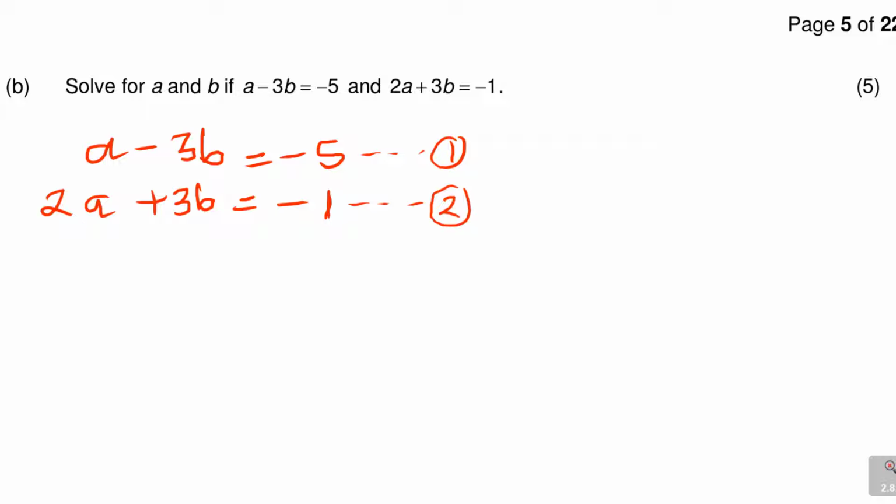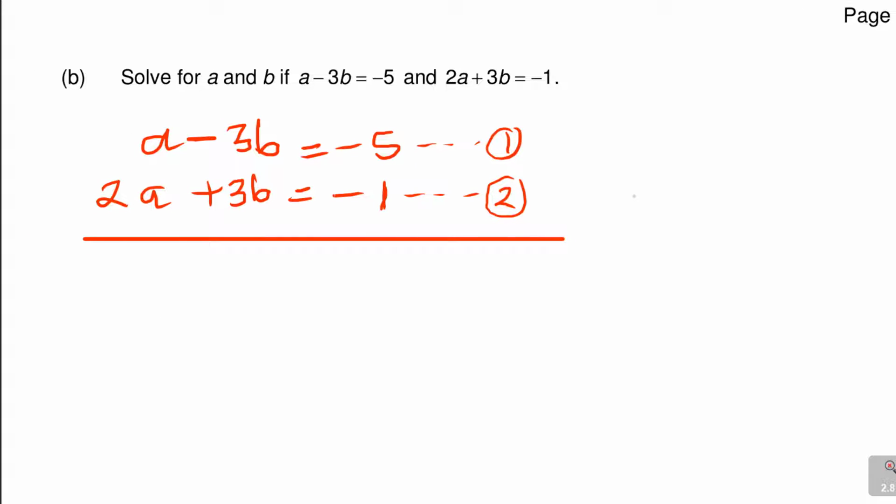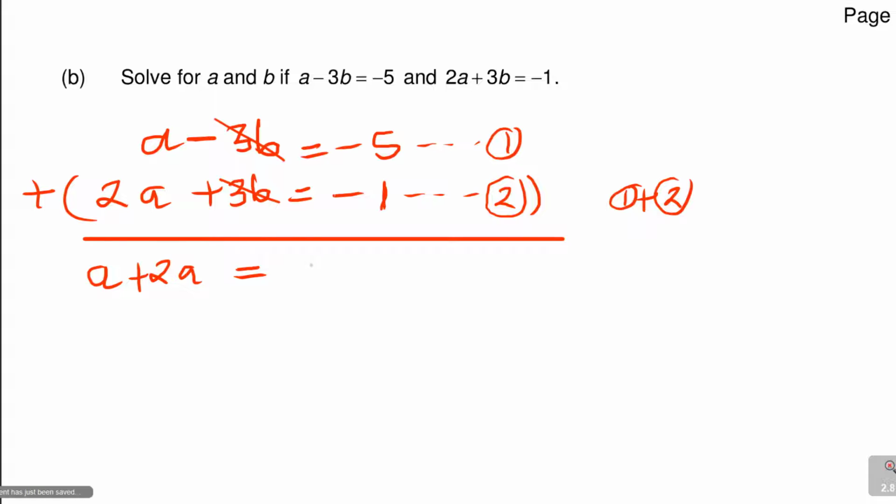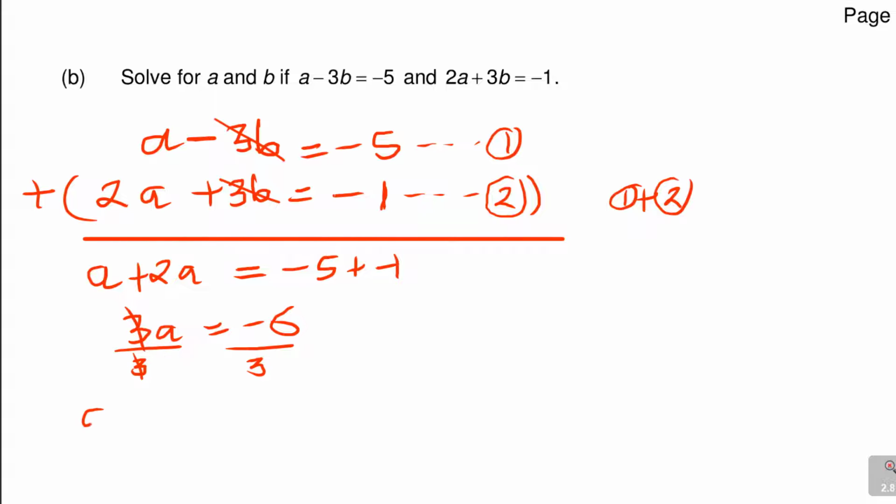They made it simpler. Why give me 3b and 3b? I just have to use the simplest method. It's minus 3b and plus 3b, I just add these. Equation 1 plus equation 2, because minus 3b plus 3b already cancels. So what will I have? As I said, I'm adding here. So it will be a plus 2a is equal to minus 5 plus minus 1. So a plus 2a is what? 3a is equal to minus 6. Divide by 3, divide by 3. It was the simple one. I don't know why they gave it a lot of marks. A is negative 2.